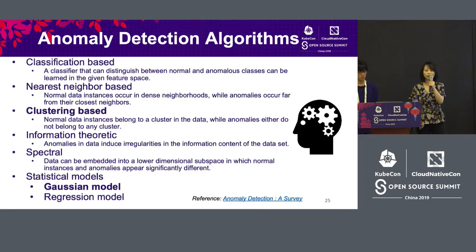So there are different algorithms used in anomaly detection. There's a classification based one. It basically uses a classifier to distinguish between normal and abnormal data points. There is a nearest neighbor-based algorithm, which assumes normal data reside in a neighborhood, and anomalies occur in places far away from the closest neighborhood. And then there's a clustering based one, assuming that normal data reside in a cluster, and the anomalous data points do not belong to any cluster. And there are also statistical models like Gaussian and regression, and also information theoretic and spectral. So we are going to use the clustering-based algorithm called DBSCAN and the Gaussian model in our testing.